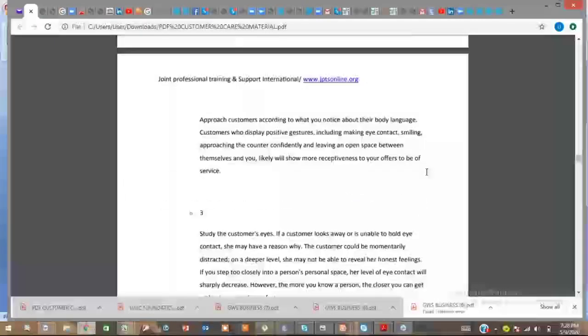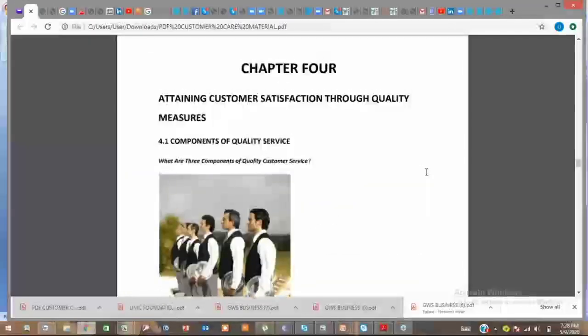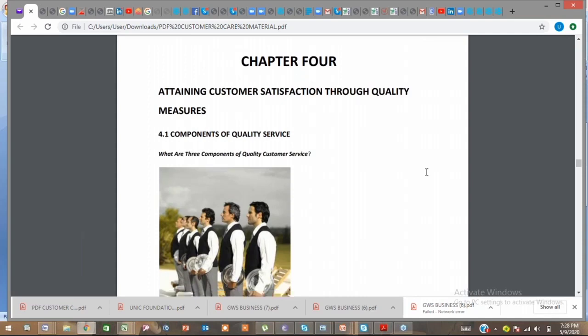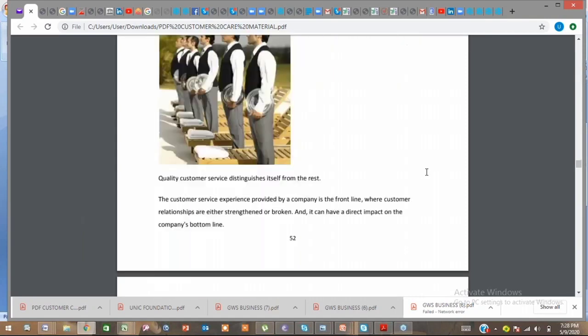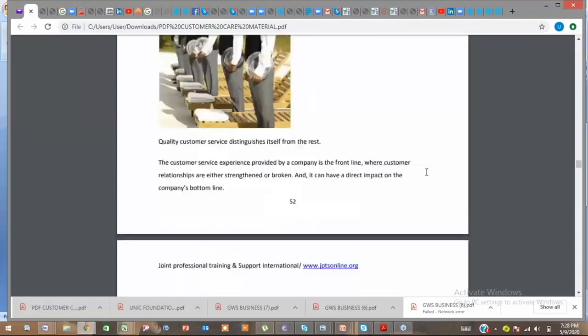These are other things, but we don't need to disturb ourselves about that. Attaining customer satisfaction through quality measures. Components of quality service. What are the three components of quality customer service? Quality customer service distinguishes itself from the rest.